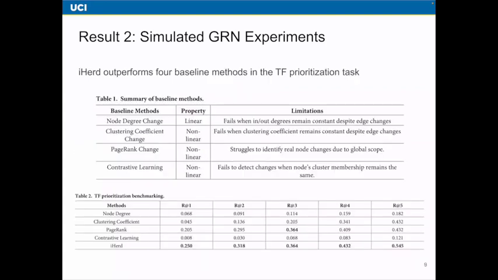Here is some baseline summary. If we only use the node degree to quantify network changes, when the in and out degree remain the same, we cannot prioritize the red one. The same for clustering coefficient. And if we use the PageRank, a small change will cause changes for each node due to its global scope, so it also struggles. For contrastive learning, if the changed node remains in the same clustering membership, there is no way to detect it.